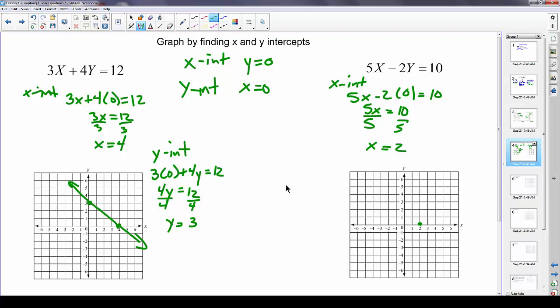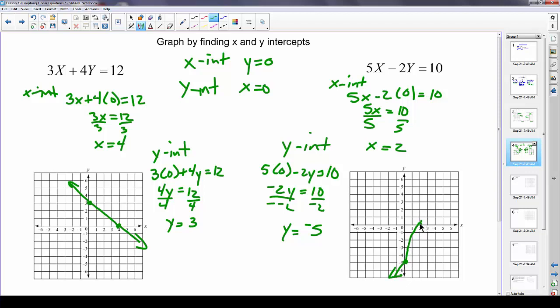There's that point. And then we'll find my y-intercept. We're setting x equal to 0, so I have 5 times 0 minus 2y equals 10. Negative 2y will equal 10. Divide both sides by negative 2 and get y is equal to negative 5. Once again, connect the dots. Oops, that's terrible, but you get the idea.